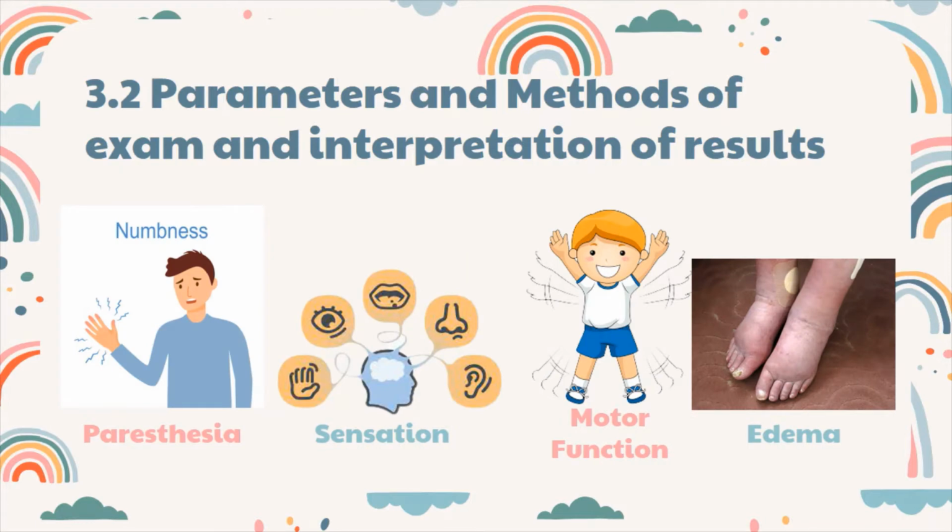To continue, we have paresthesia. Ask the patient about changes in sensation such as tingling, numbness, pressure, or burning. A pressure sensor exam often consists of assessing light touch with a cotton swab and assessing temperature discrimination with warm and cold stimuli. Next is sensation.